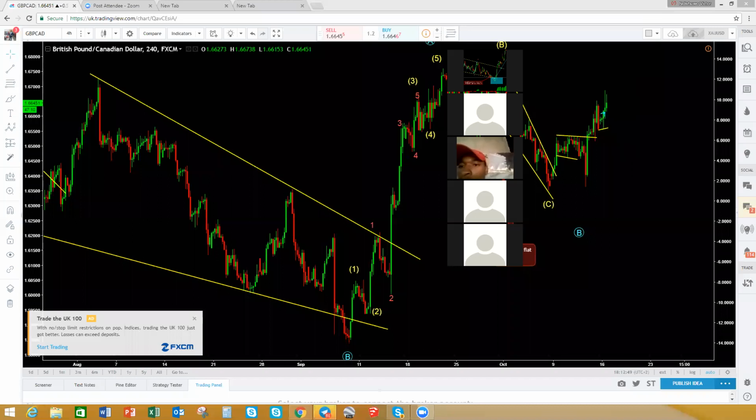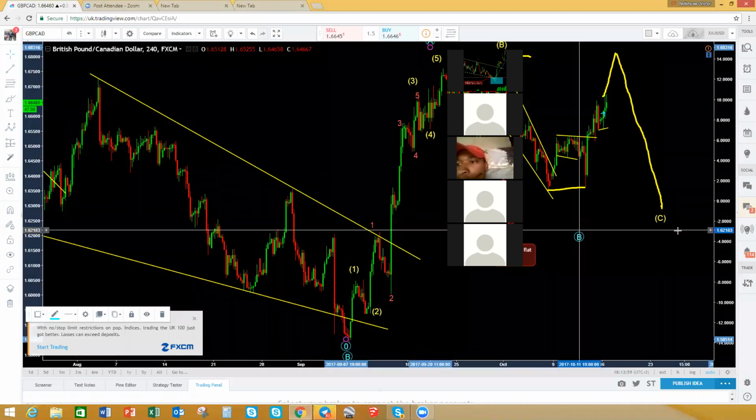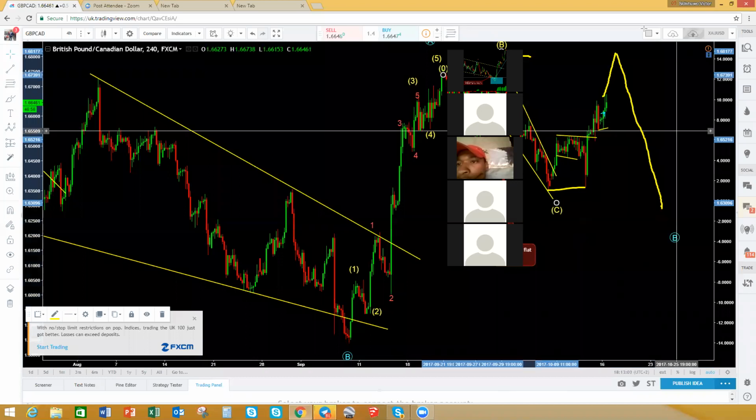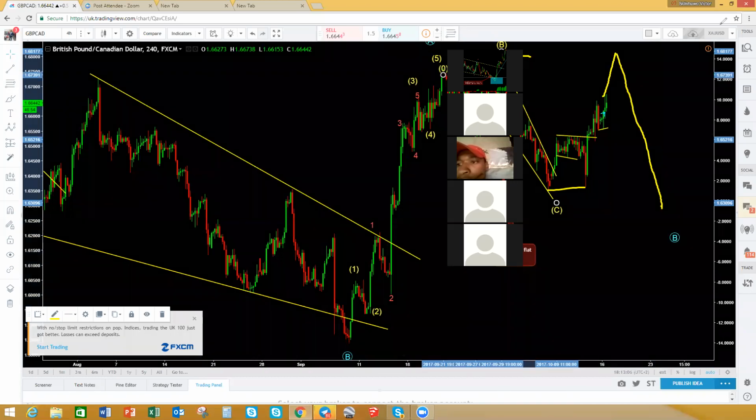So it may come here, tag, come down, tag or break, doesn't matter, giving us an expanding flat, and then our B actually will be here, giving us an expanding flat, and then go. But it doesn't matter. Right now, we go. We're targeting here initially. Okay, we'll see what it gives us. So we bought this pair here.